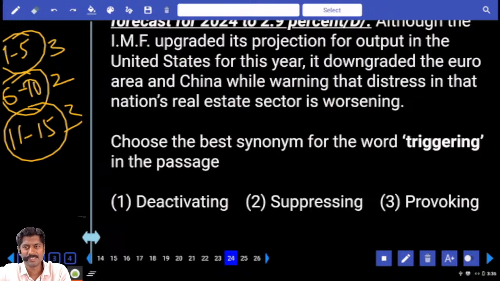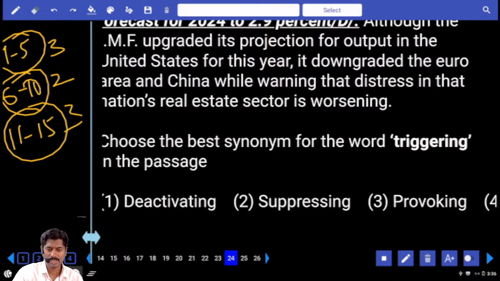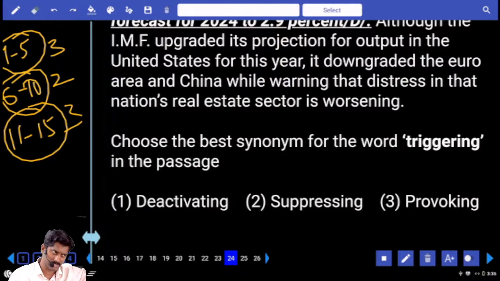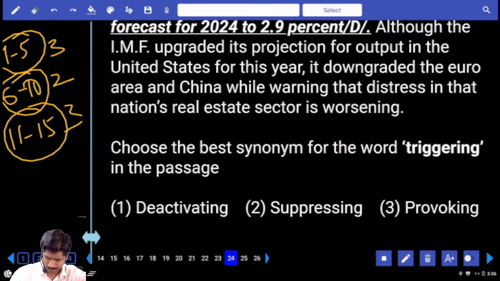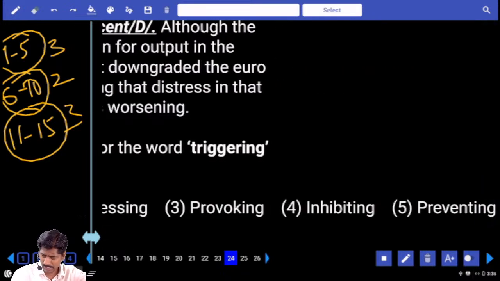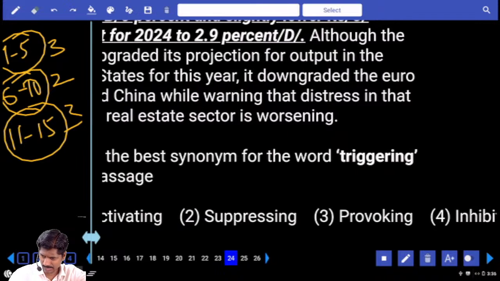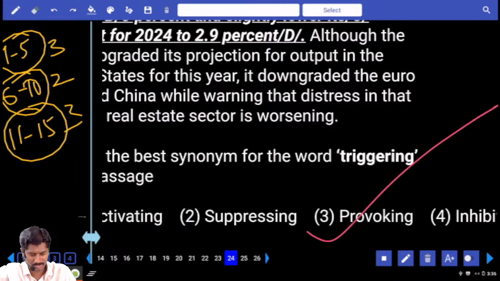Triggering. How can they ask triggering? Now look at it, triggering. Triggering synonyms: deactivating, suppressing, discouraging, provoking, inhibiting, restricting, preventing. The answer is here, the third one.